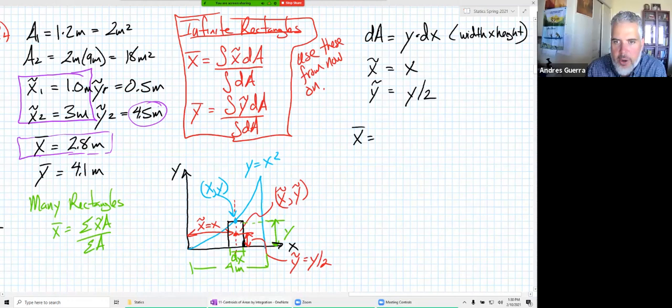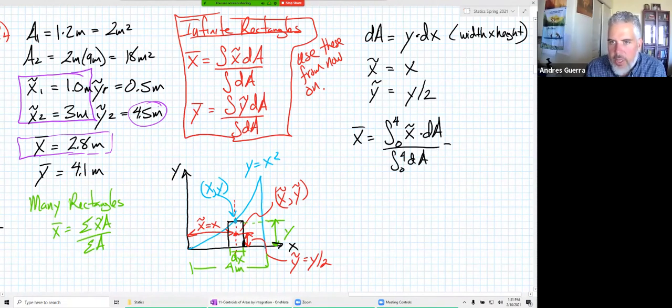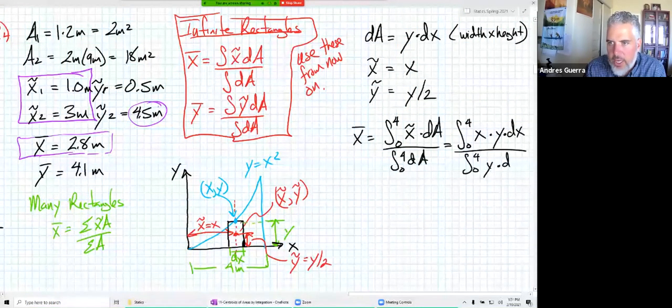So we can find x bar now. X bar would be the integral, and this is a definite integral, so from 0 to 4, because we're doing a dx differential element. And then we have times an x tilde, which is just x. So x tilde times dA, and then divided by the integral of dA from 0 to 4. And so this is going to be the integral from 0 to 4. X tilde is just x. dA is y times dx. And then divided by the integral from 0 to 4 of y times dx.